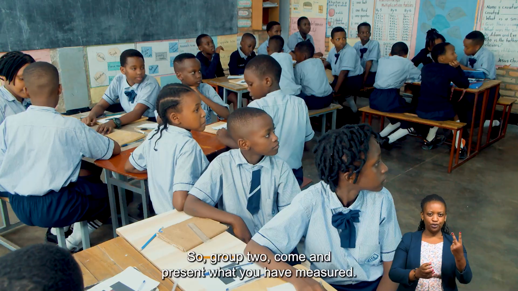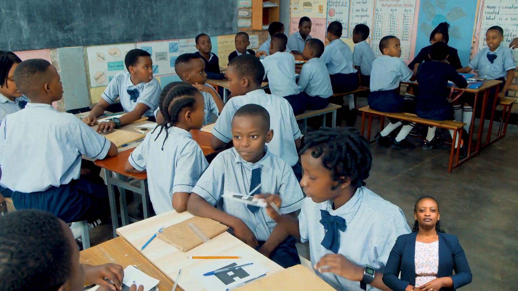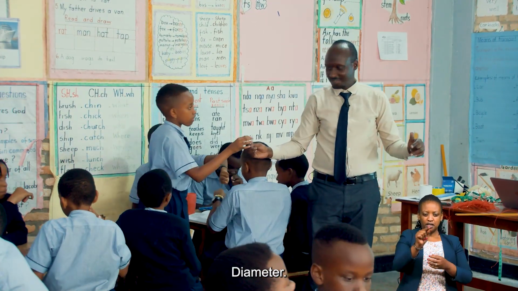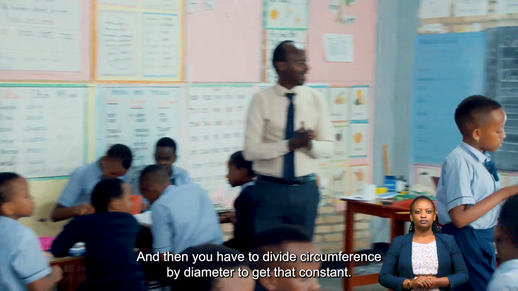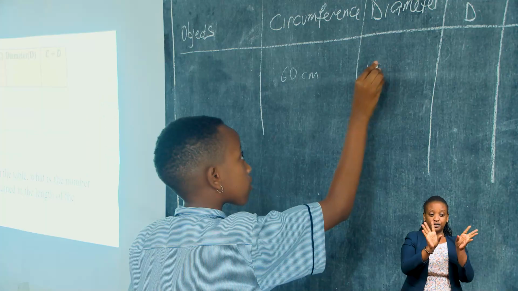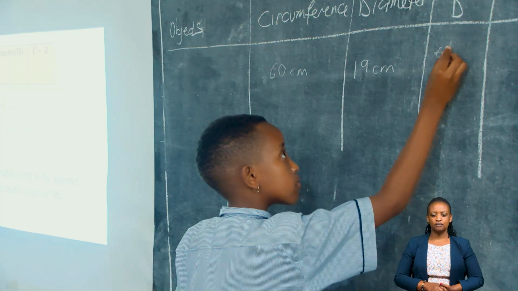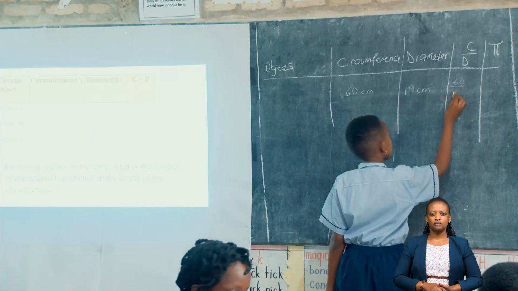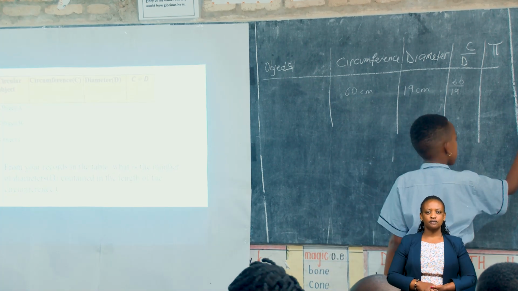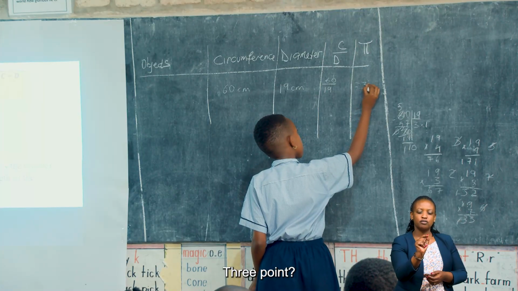So group 2, come and present what you have measured. Circumference, diameter, and then you have to divide circumference by diameter to get that constant. So the answer is 3 point.